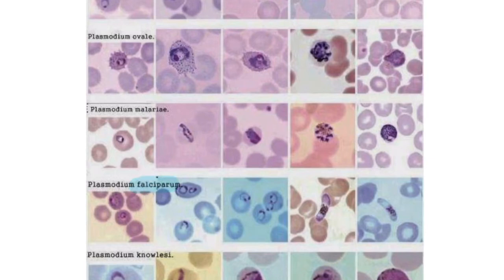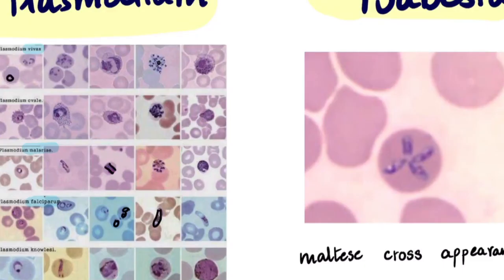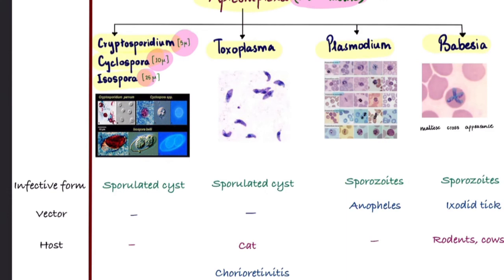Characteristic feature of Falciparum is that you see multiple rings in the same cell. There is an accole form and there is a banana form. Of Plasmodium malariae is the band form. Characteristic feature of Babesia is the Maltese cross appearance on peripheral blood smear. The infective form of both the hematological parasites are sporozoites, whereas of the other two is sporulated cyst. The vector of Plasmodium is Anopheles and of Babesia is Ixodes tick.